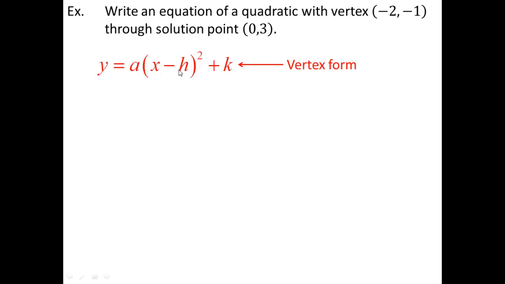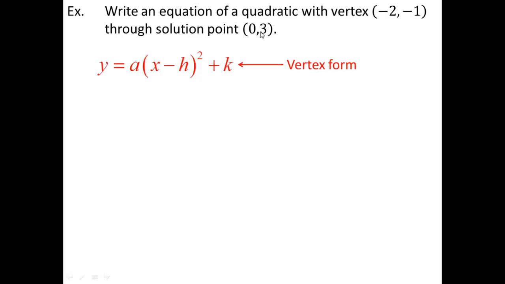So any time I want to write an equation of a quadratic, we're going to start with vertex form. If the directions say to go all the way to standard form, that's fine, but we're always going to start with vertex form. And one of the reasons why we start with vertex form is that keyword right there. It says vertex right here. The vertex is -2, -1.